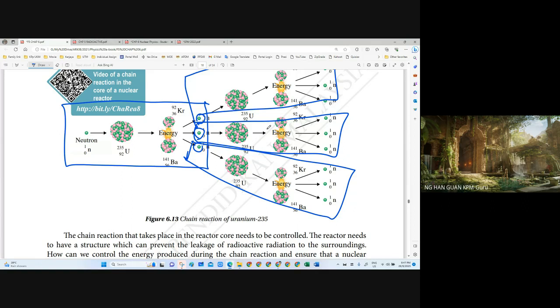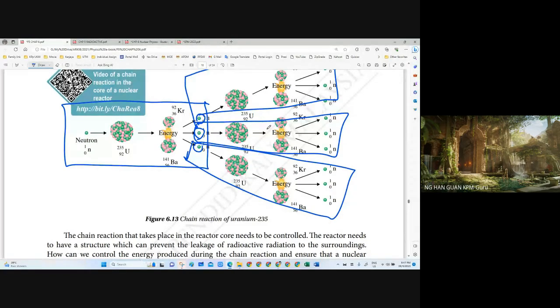So it means that this happens in a very short period. 1 becomes 3, 3 becomes 9, 9 becomes 27, 27 becomes 81. This continues until the mass of the original uranium-235 is less than the critical mass. If the mass is still more than the critical mass of the uranium-235 that we have, it will still continue these chain reactions.